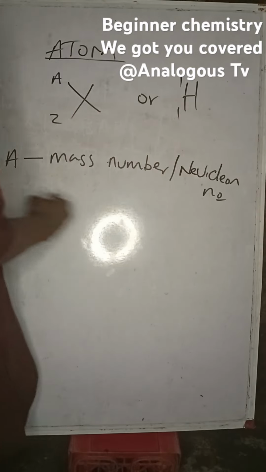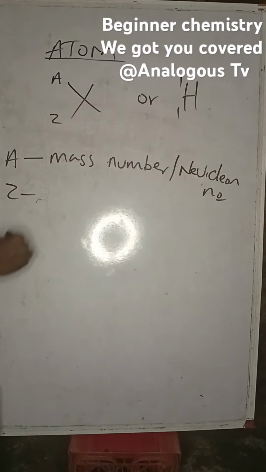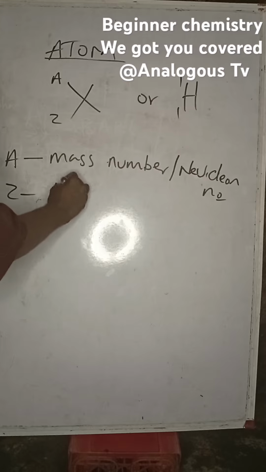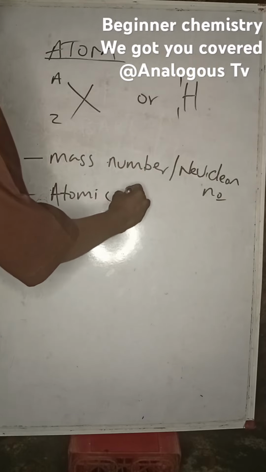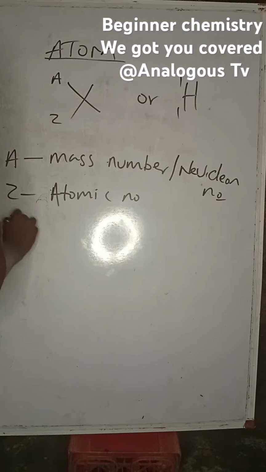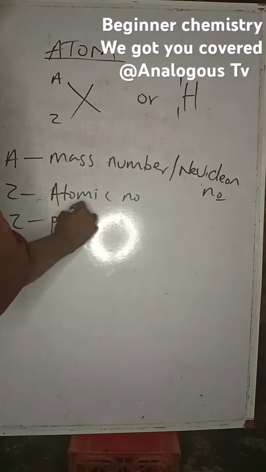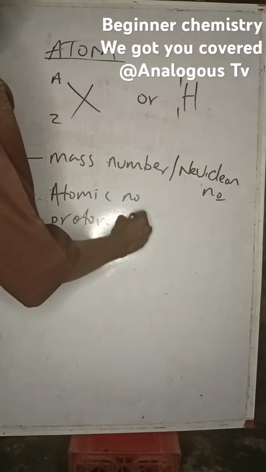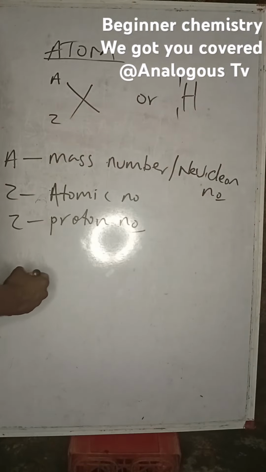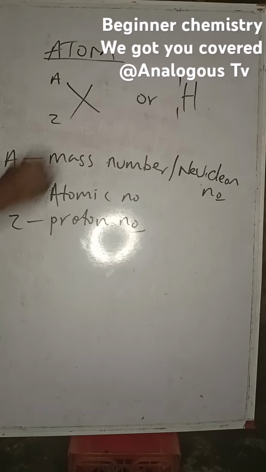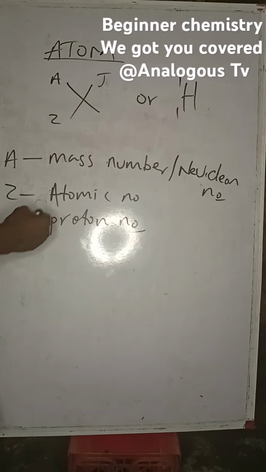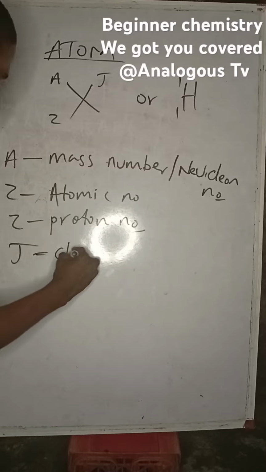So, nuclear number. Now, what does Z stand for? Z stands for atomic number. Z is also the number of protons. Z is the proton number. And now, sometimes there's usually a charge present. J is the charge.